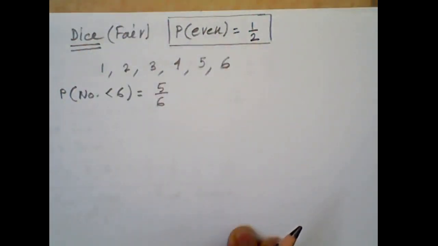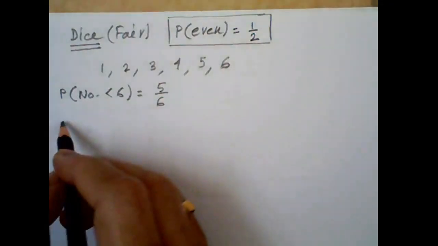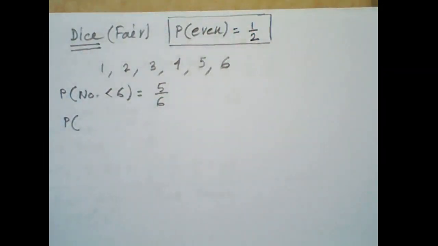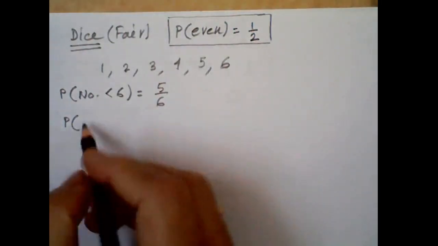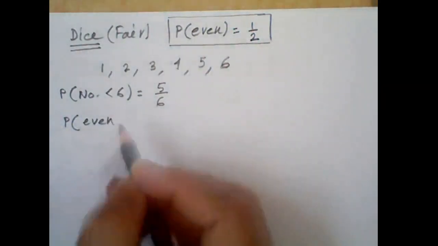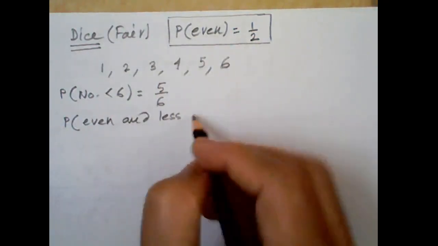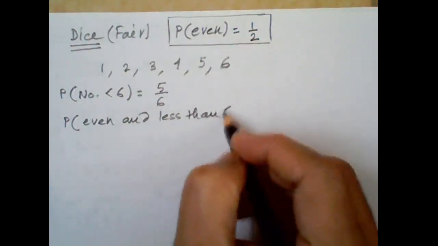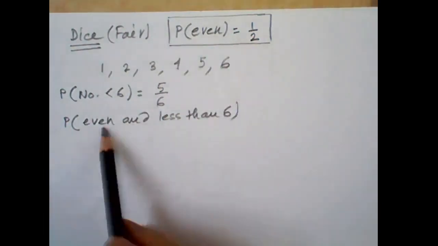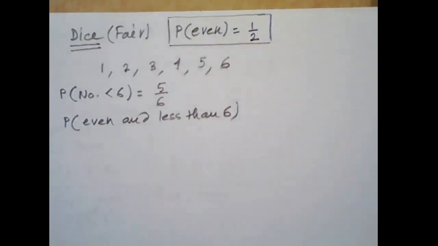Right. But note that what if I ask this question: what is the probability of getting a number which is even and less than 6? What is the probability of getting a number which is even and less than 6? It means both these events are happening simultaneously, that it is even and that the number is less than 6.